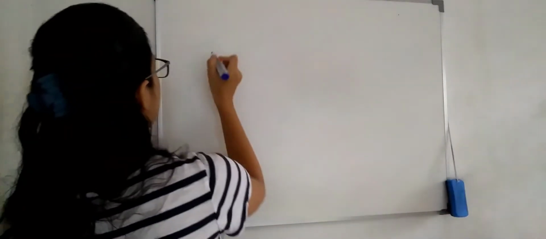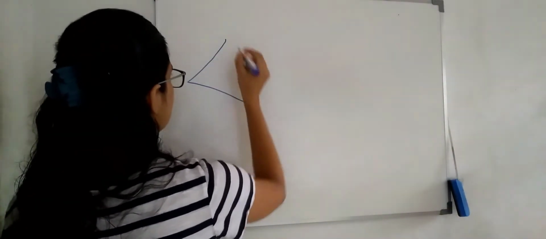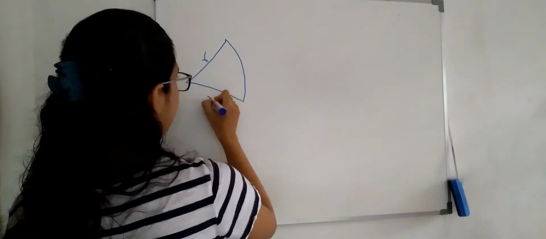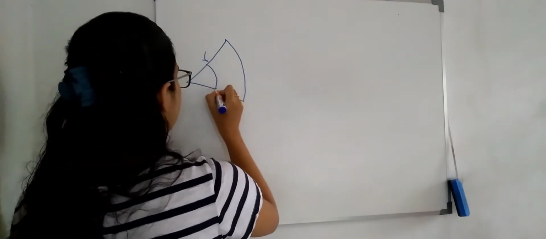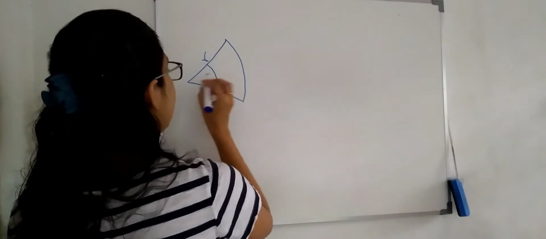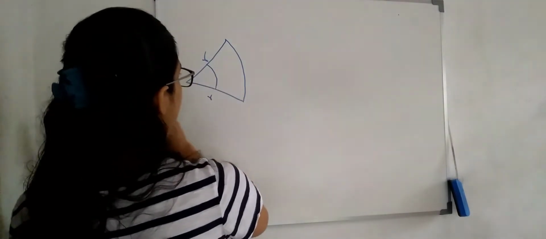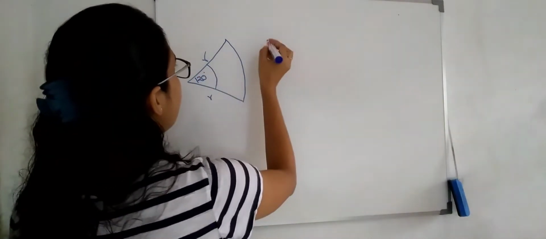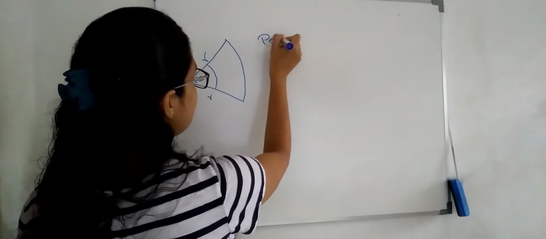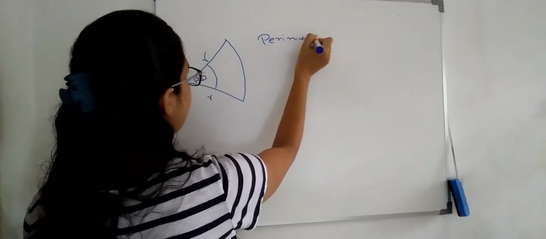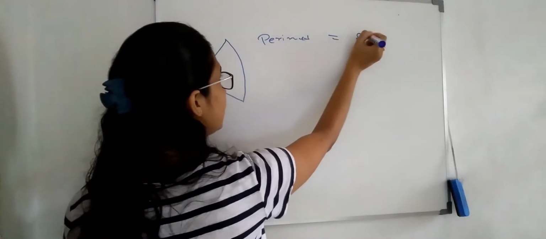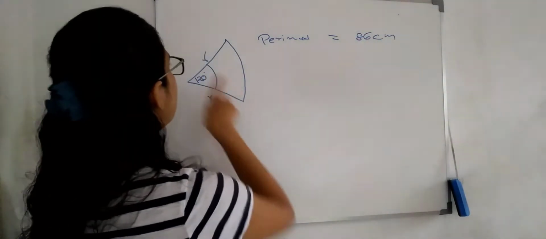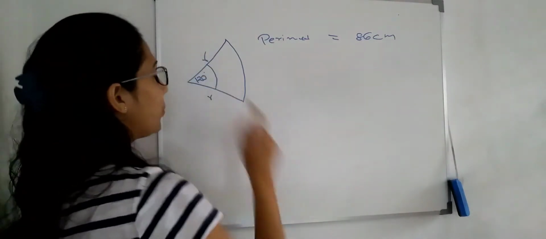I'll take this kind of sector. You are not given the value of the radius, and you are given the angle at the center, let's take 120 degrees, and the perimeter of this sector is, let's take, 86 centimeters. Now you are asked to find the value of the radius. So how to do that?